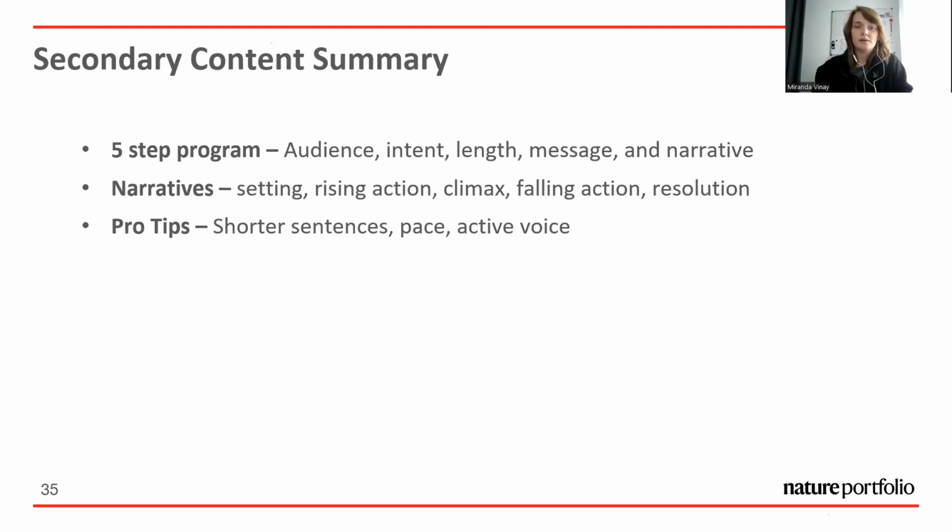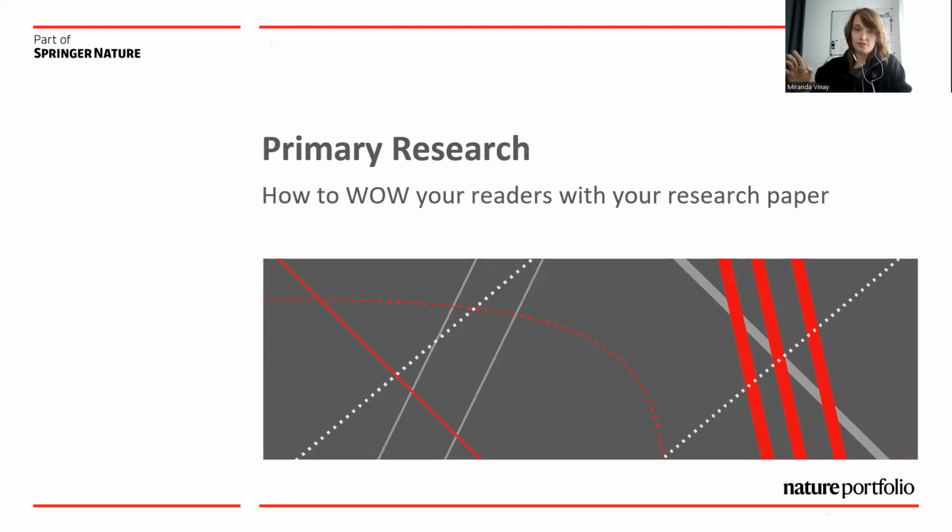So to summarize our look at secondary content, we do have a 5-step program: audience, intent, length, message, narrative, a little bit about narratives and what the components of them are, and some pro tips for science writing, which can be summarized into shorter sentences, pace, using active voice when you can. And now let's talk about primary research.